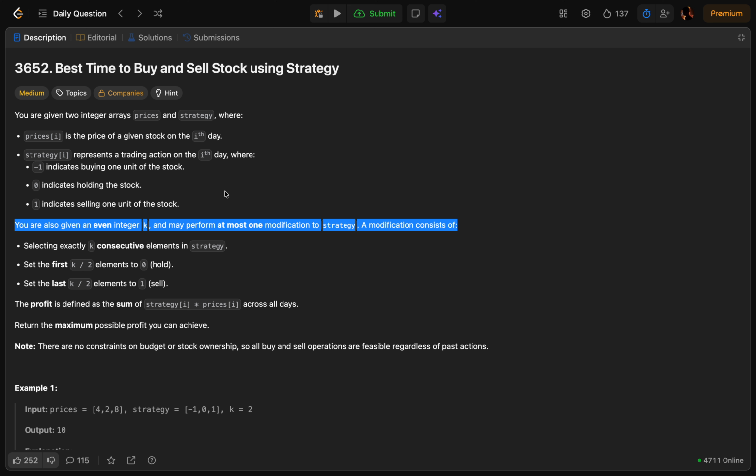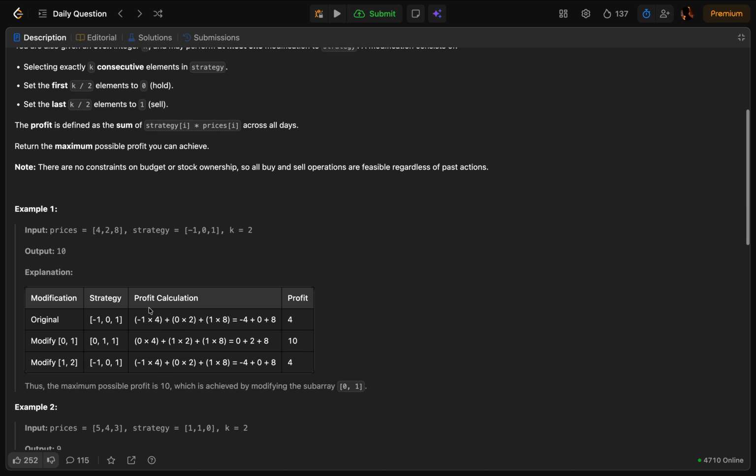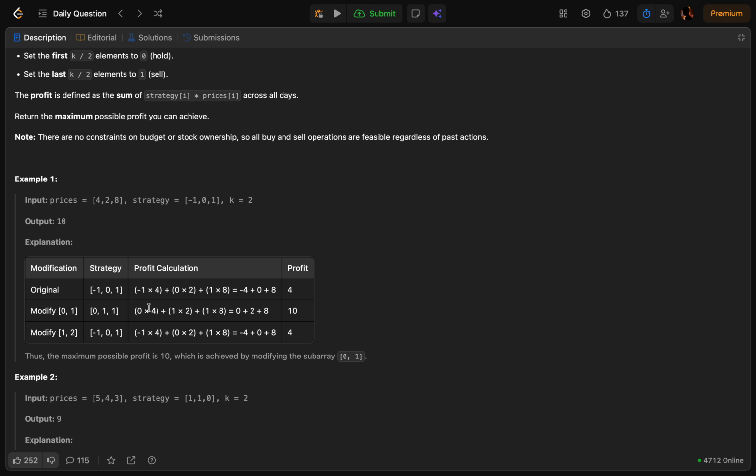And what we have to return is the maximum possible profit we can achieve. And what is profit? Profit is defined as the sum of strategy times prices across all days. Here in this example, we are given the array prices 4, 2, 8 and the strategy -1, 0 and 1.